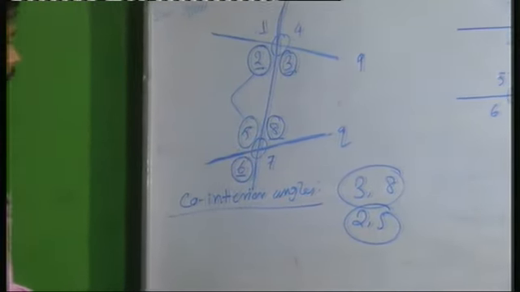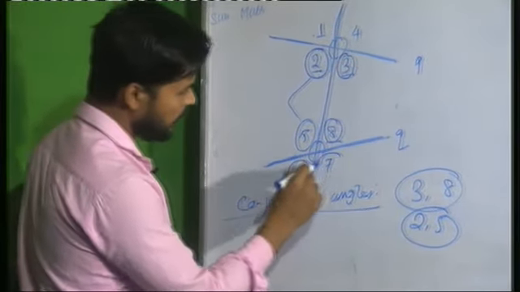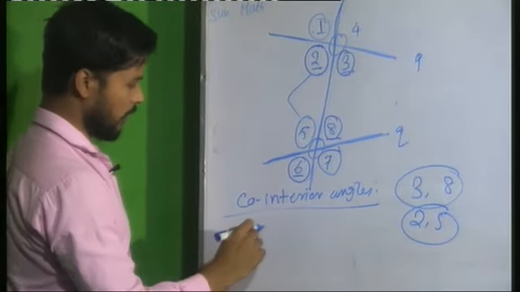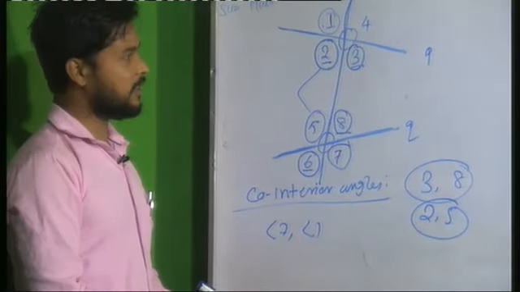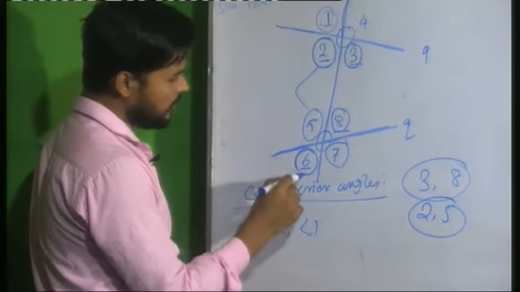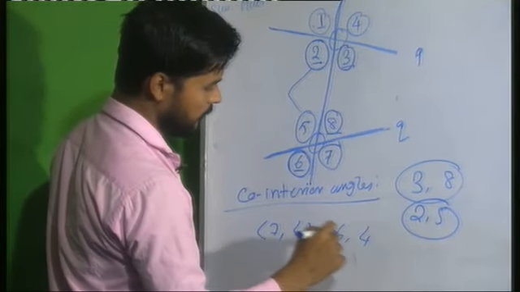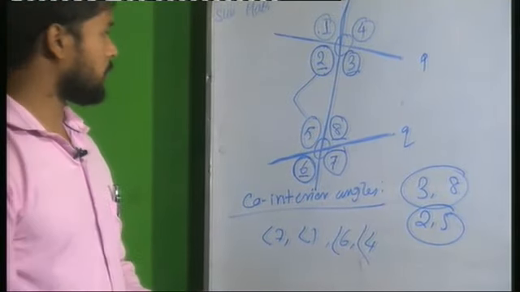Okay, alternate exterior angle. Alternate exterior angles mean angle 7 and angle 1 are alternate exterior angles. Similarly, angle 6 and angle 4 are alternate exterior angles. Okay, they are different types of angles.